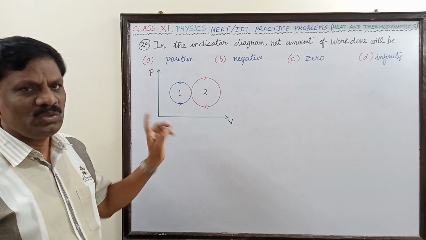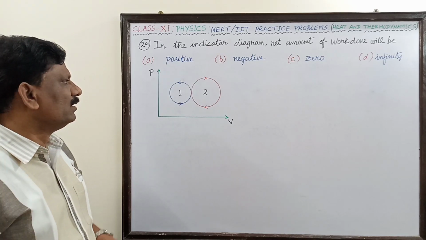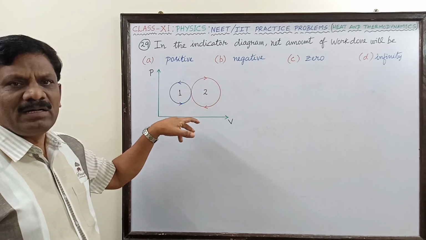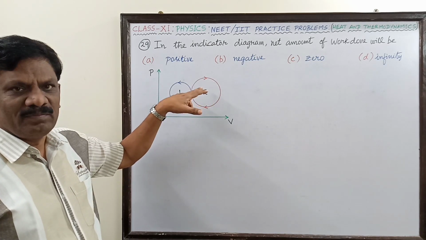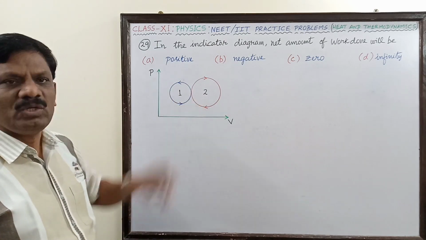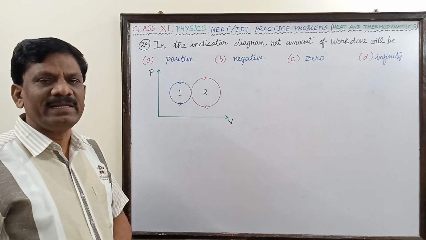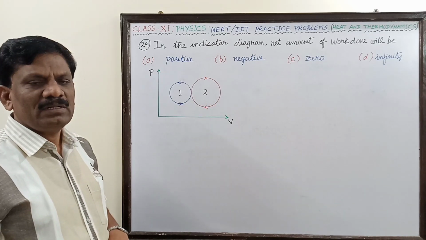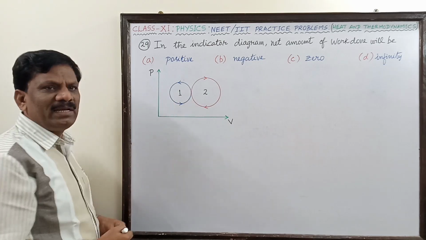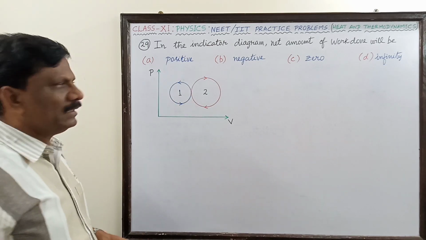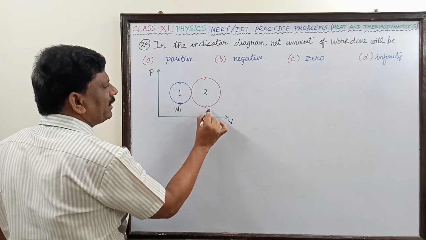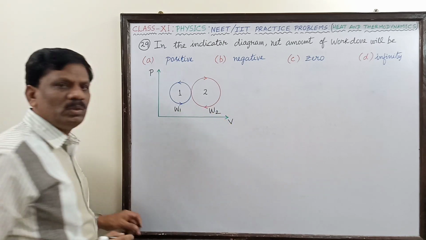Now look at the two circular areas. In the indicator diagram, that is the PV diagram, the area inside the curve must be equal to the work done. So there are two closed curves, 1 and 2. The larger area is 2 and the smaller area is 1. So here the work done I will take as W1, and here the work done is W2.